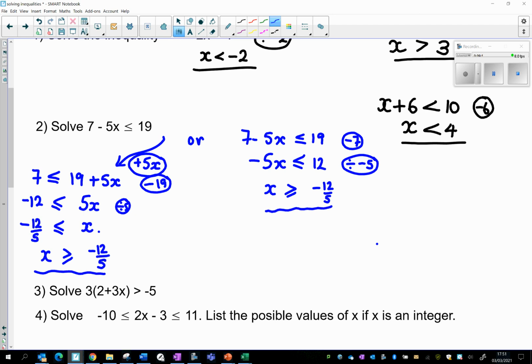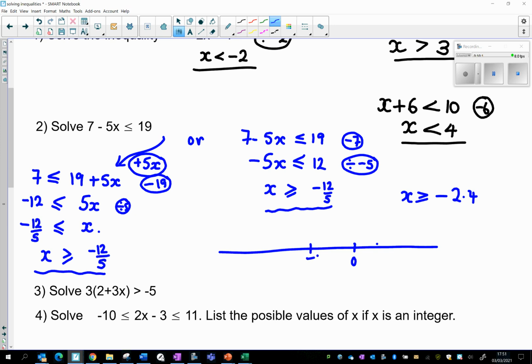So notice both ways that I've done that, I've ended up with exactly the same answer. X is greater than or equal to minus 12 over 5. And if I wanted to put that on a number line, remember like you were doing last time, you could write it as x is greater than or equal to minus 2.4. That might be a bit easier for you to understand.